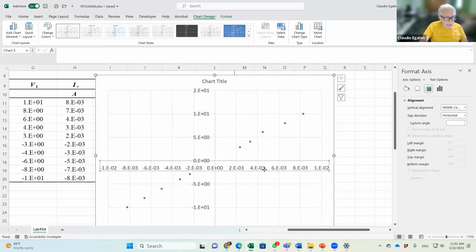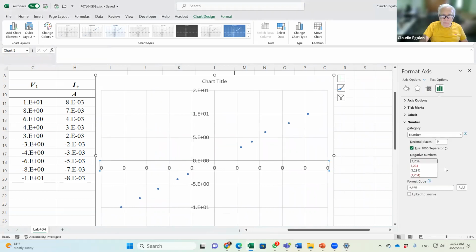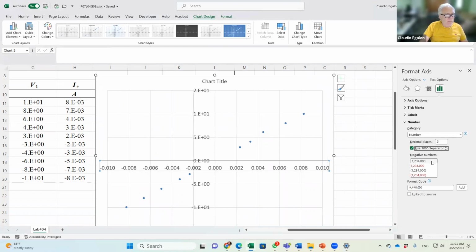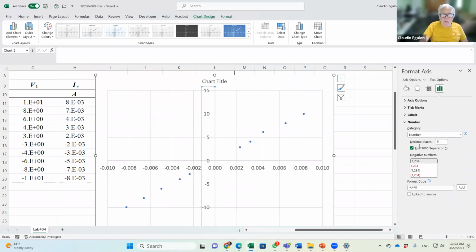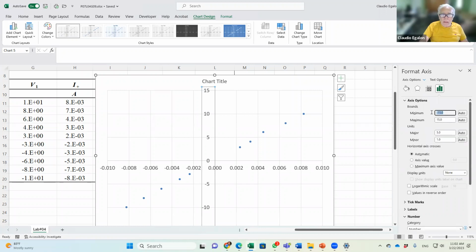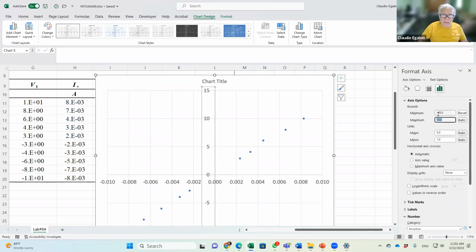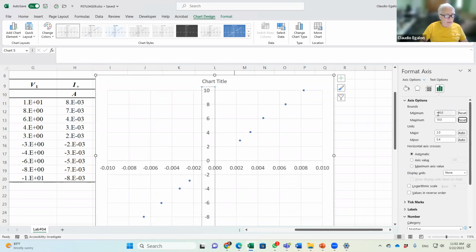I also want to change the notation here. Instead of scientific, I'm gonna put actual numbers. I should put 3 decimal places because it's in milliamps. Here, I do the same, I put numeric. It's going all the way up to 15. I suggest that you go from minus 10 to 10, and then we can adjust this one too, right?